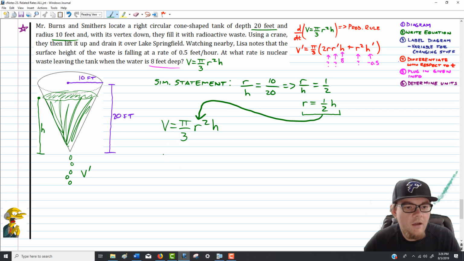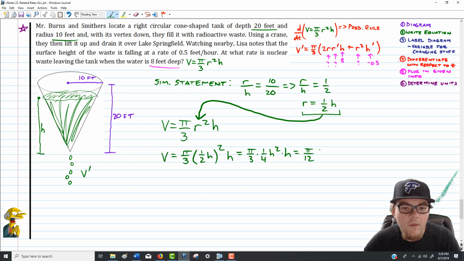So in looking up here, rewriting this equation, we can write it as pi over 3 times R, which we are explaining and writing as 1/2 H to maintain that proportionality. So it's pi over 3 R squared times H. Simplifying this out, we get pi over 3 times 1/4 H squared times H, which cleans itself up to pi over 12 times H cubed. So what this gives us is our new simplified volume equation. Our equation is V equals pi over 12 times H cubed.